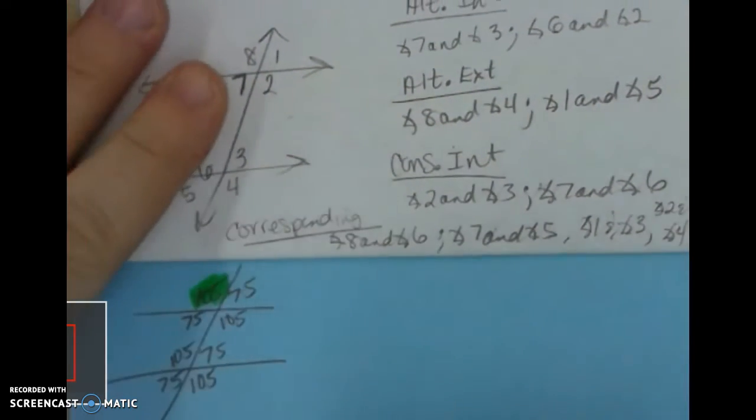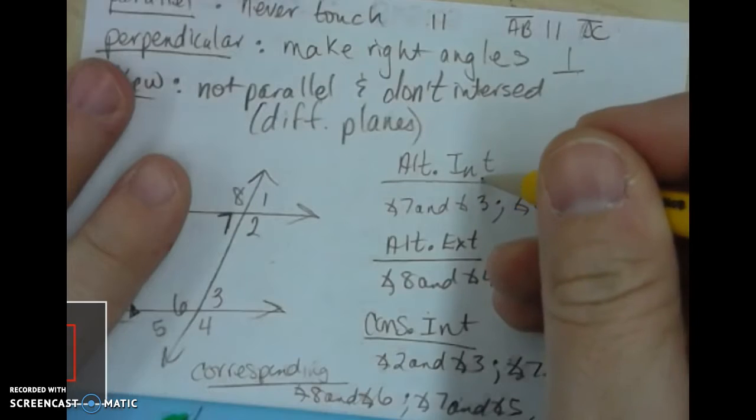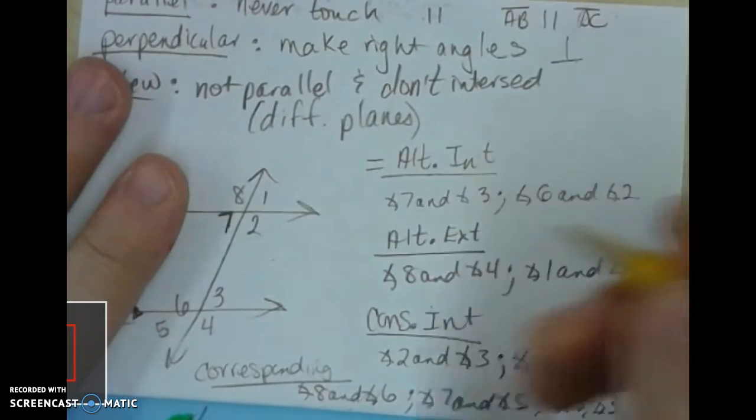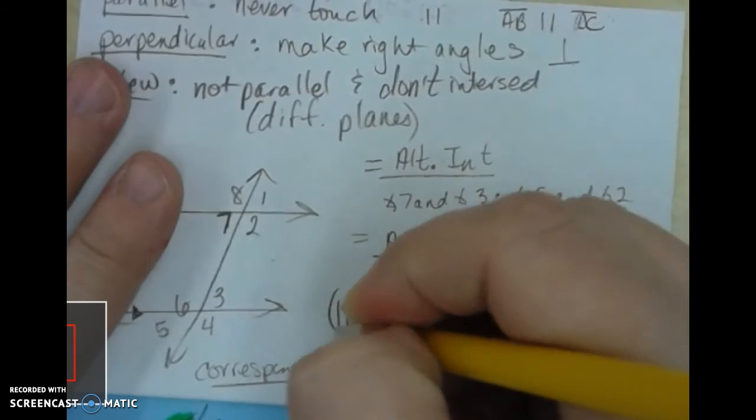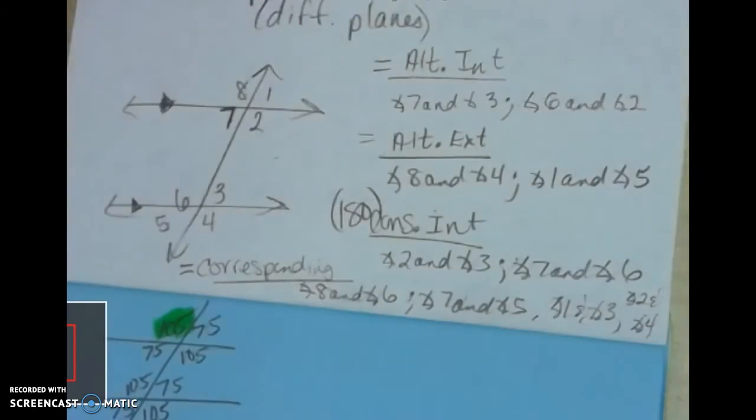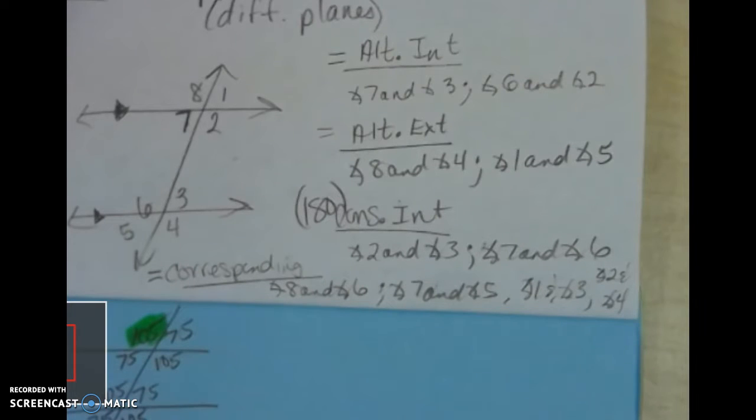And so we should probably go up here and say what happens when they're parallel. So alternate interior equal, alternate exterior equal, consecutive interior add up to 180, and corresponding are equal. So we have 3 sets of angles that will be equal and 1 set that will add up to 180.